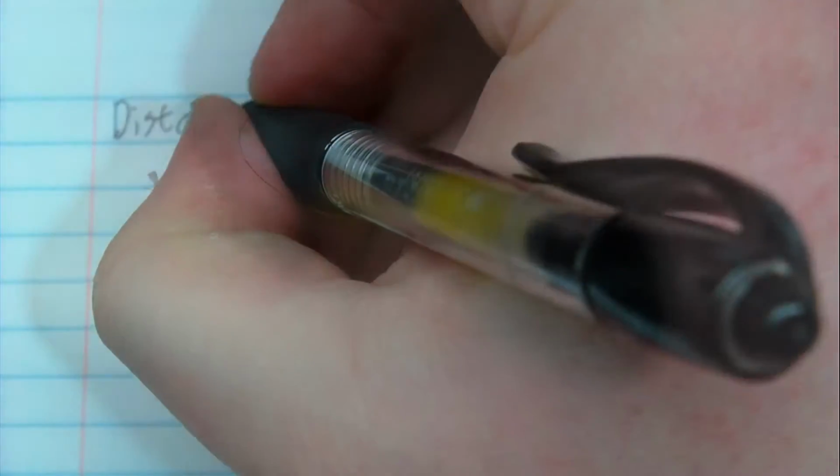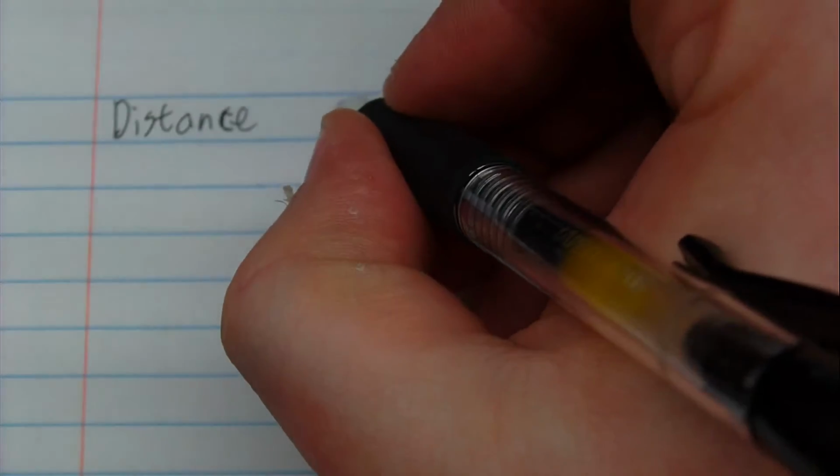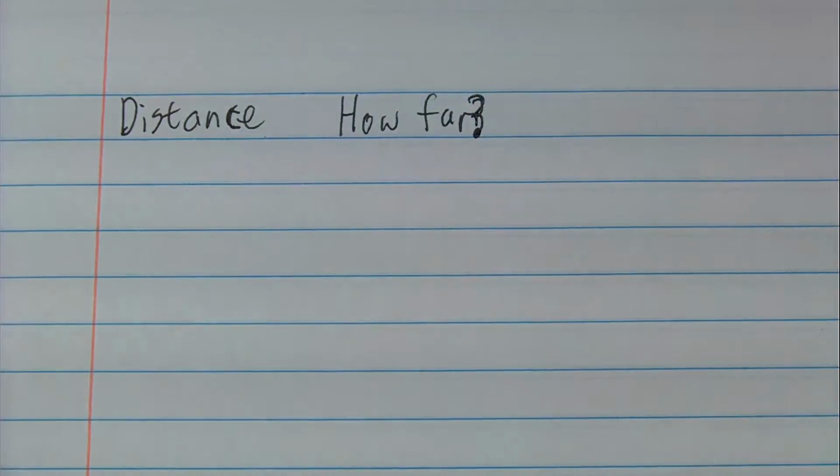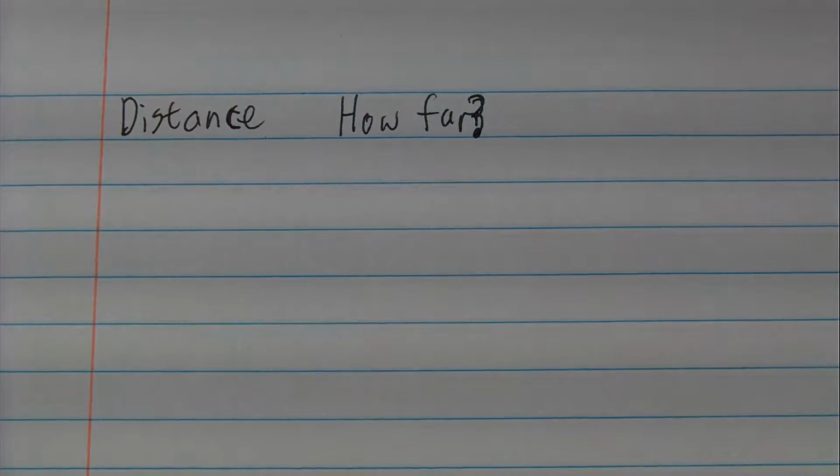Now, when we are studying the science of math, we study the units involved in measuring things. And one of the first types of units we study is distance. And we can measure distance with how far. So the question of how far, that's a distance.